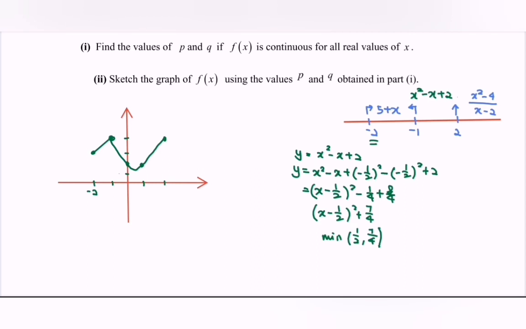Next, continue. We have the situation x greater than 2, so we will have a straight line, which is x plus 2. After we simplify, we will have the situation something like this. Here we will have 5 plus x, here we will have x squared minus x plus 2, and here we have y equals x plus 2. So here we have the function y and x, and here we have the value 2. So that is the graph for the function f(x).